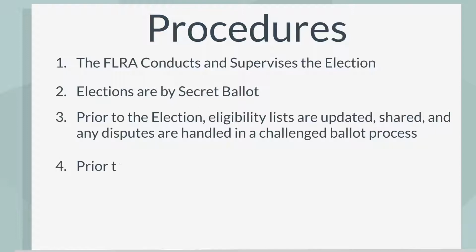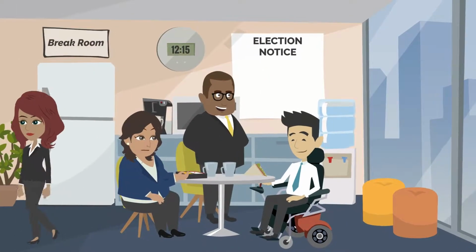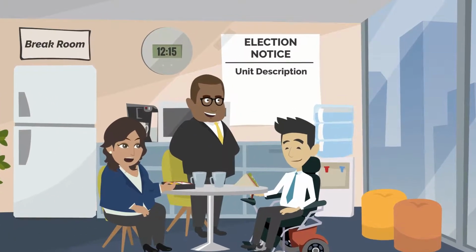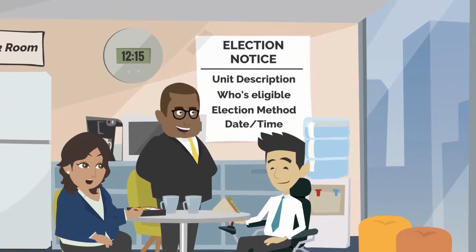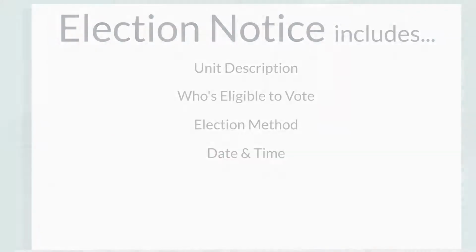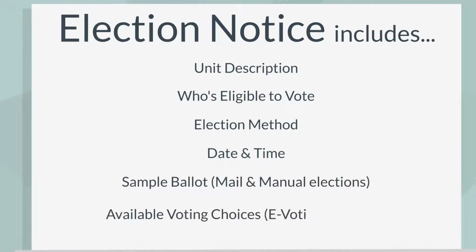And finally, prior to the election, the agency posts a notice at the workplace and via email or intranet, however the agency normally communicates with employees. The notice explains the election details, including the unit description and who's eligible to vote, the election method, and the date and time. In mail and manual elections, it also includes a sample ballot. For e-voting elections, the notice describes the available voting choices.